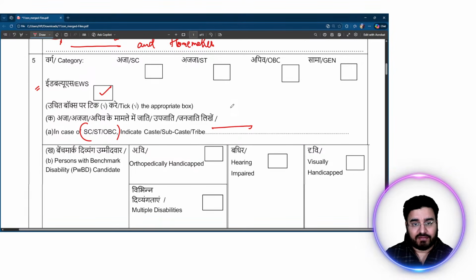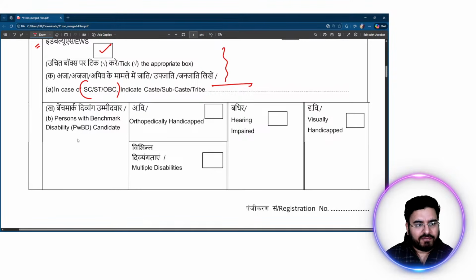Got it? This is very important because you have to give the certificates also if you are applying for the reservation. Got it? Then if you are a person with disability benchmark, you have to mention. Okay, if you are orthopedically handicapped, you have to fill here. If you have multiple disabilities, you can fill here. Got it? Or if you are hearing impaired, mention here, or visually handicapped, you have to mention here.